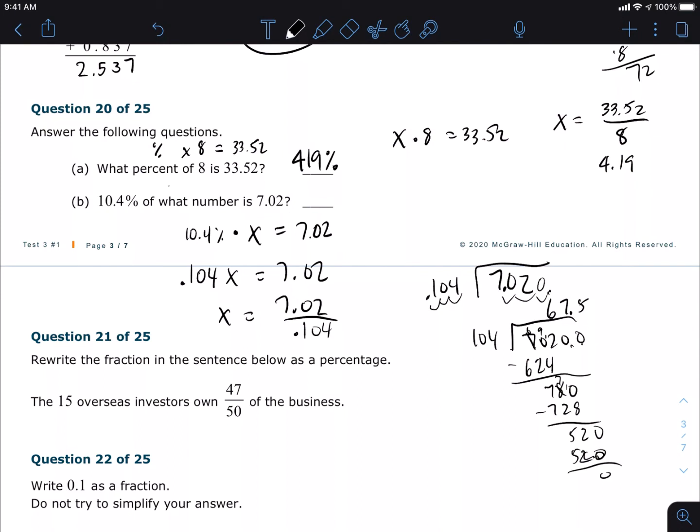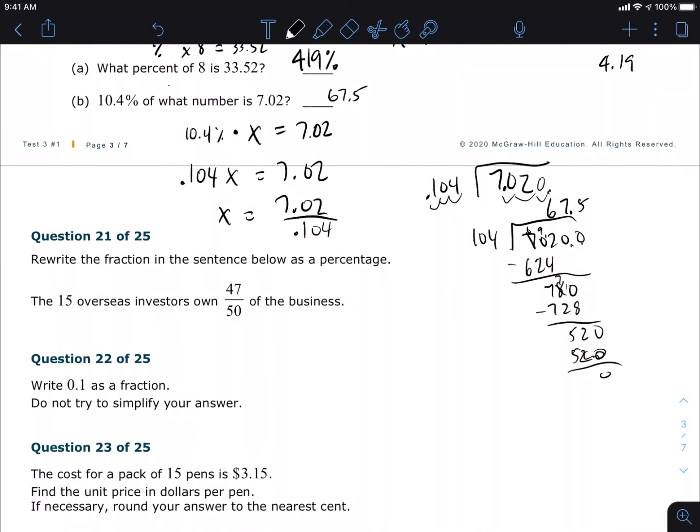Okay, so 10.4% of what number is 7.02? The number that we have is 67.5. So 7.02 is 10.4% of 67.5. Are we okay? Again, it's just translation, right? The keyword "of" and "is": "of" meaning multiply, "is" meaning equal. All right.